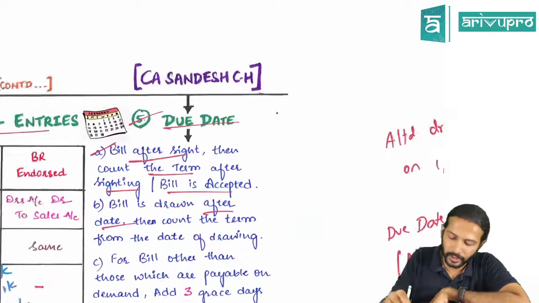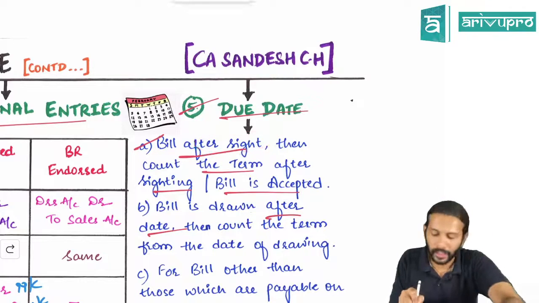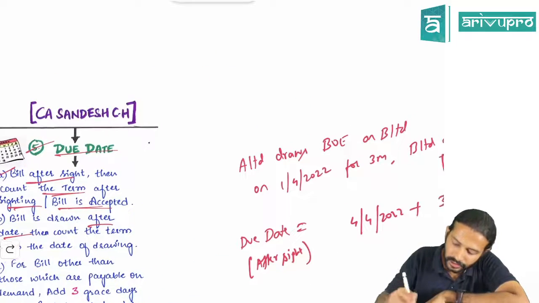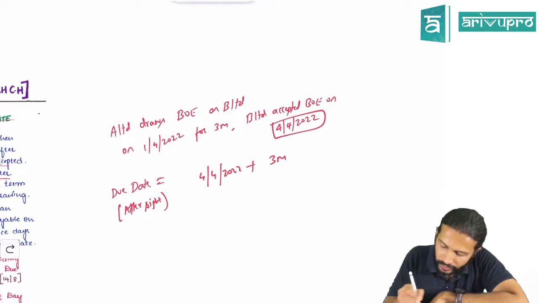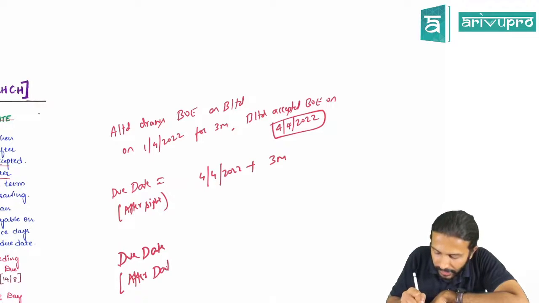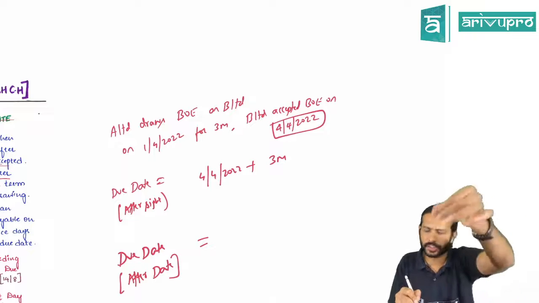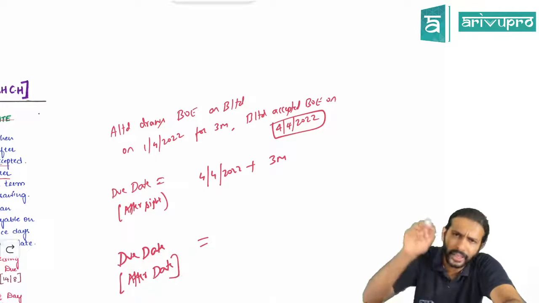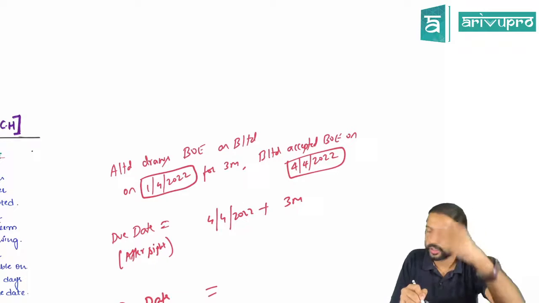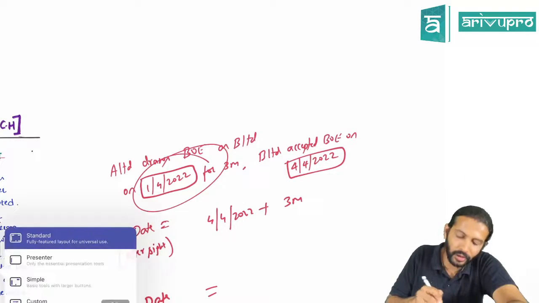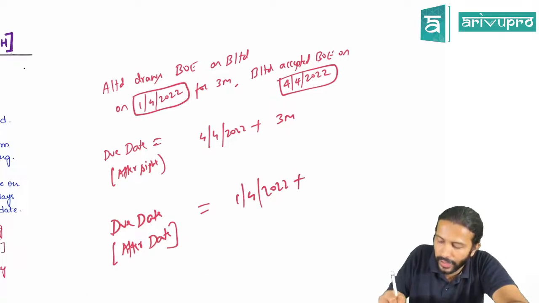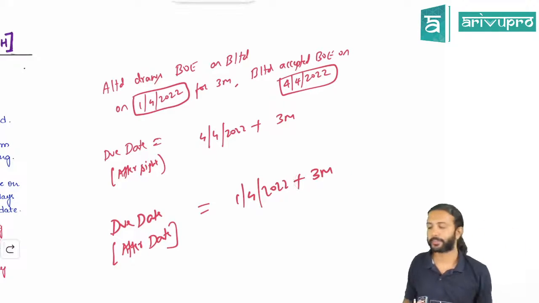That is what I've written here. Getting it now? If it is bill after sight, then count the term after sighting, that is, when the bill is getting accepted. This is the first scenario. Suppose it is an after date bill, they will tell you this clearly in the problem, whether it is after sight or after date. If it is an after date bill, then you will count the term from the date of drawing itself. What is the date of drawing? 1st April. That means you will start counting the term from 1st April 2022. You will add 3 months to get the due date. That's all the funda.